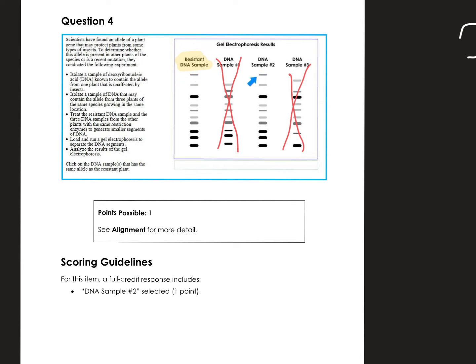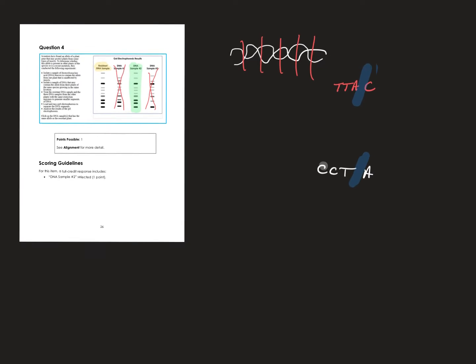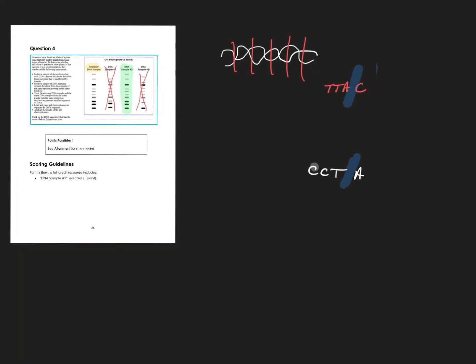And if you look, this is the same, this is the same, this is the same, the same, the same. So this actually has the same allele. And Bob's your uncle, there it is. This is the answer. It's DNA sample 2. Why? Because when I took an enzyme, it cuts in between TTAC, in between the A and the C.